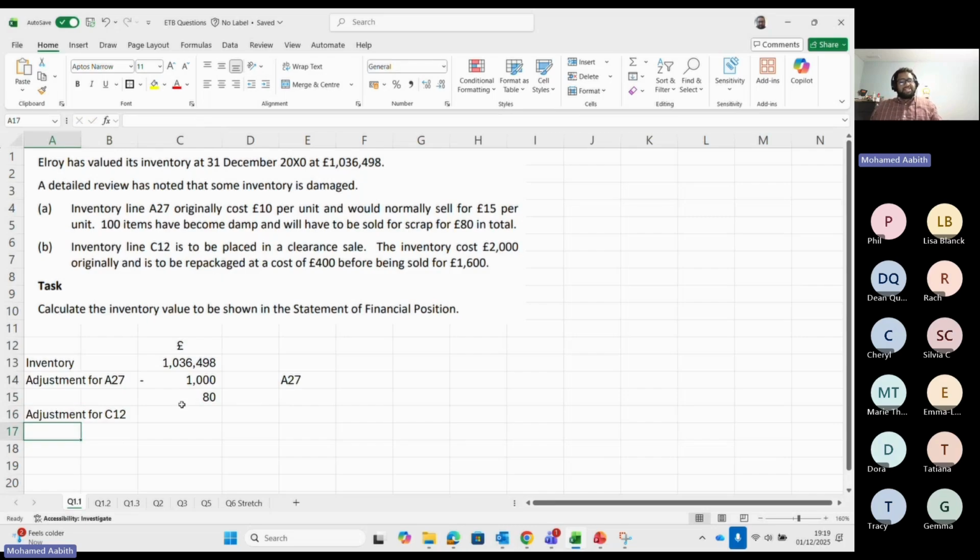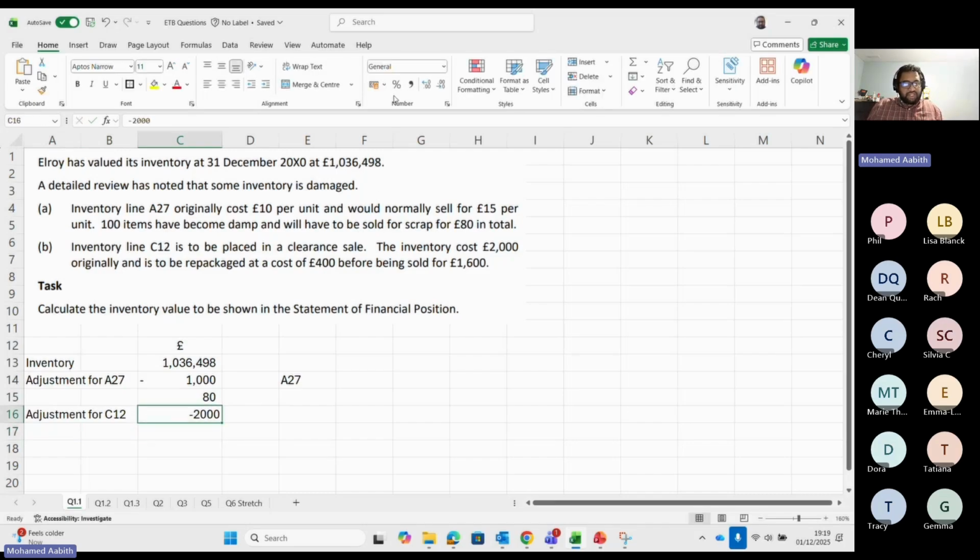So here, C12 originally cost us £2,000, but we need to find what is the net realizable value. Is that going to be higher or lower? We have to look at it. In this scenario, the cost is 2,000. The net realizable value is £1,600 minus the 400, because that is the cost for me to sell it. So we are basically going to make a revenue of 1,200 once we sold it for 1,600, because it's going to cost me a further 400 pounds. So therefore the adjustment is going to be minus 2,000 pounds.